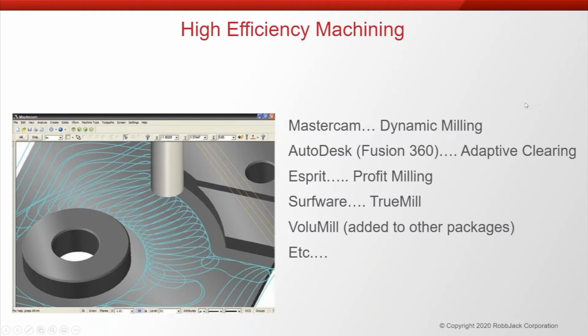But most of the CAD/CAM systems have this. As an example, Mastercam calls it dynamic milling. Autodesk calls it adaptive clearing in Fusion 360, which is the CAD/CAM system. Esprit calls it profit milling. Surfware calls it TrueMill. Volume mill is one of the passes in volume mill. They all have it. They just call it different things.